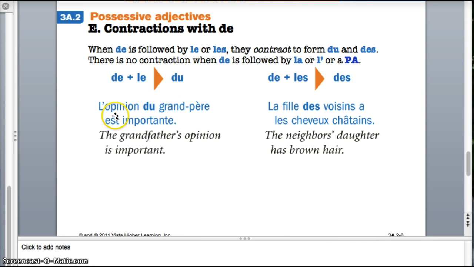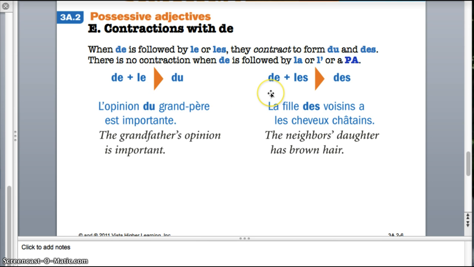The sample here, l'opinion du grand-père est importante. The grandfather's opinion is important. So here's the apostrophe S in English, which does not exist at all in French. If you wanted to say the opinion of the grandfather and had all the words, the de and the le would have been combined right here in the sentence.